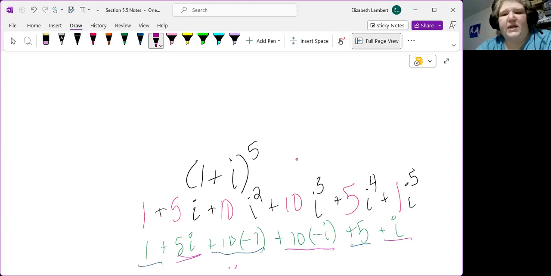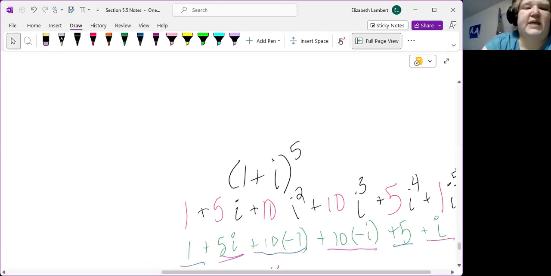i squared is -1. So i cubed is -1 times i. i to the 4th would be -1 times -1, so it's just 1. And then i to the 5th is i to the 4th times i, so the i to the 4th becomes a 1, so just an i. And then we can combine our terms and get our answer.